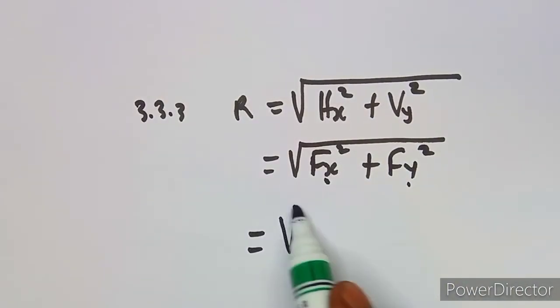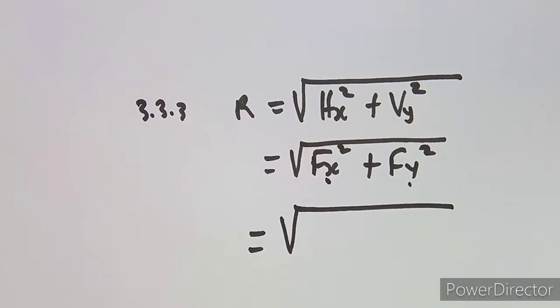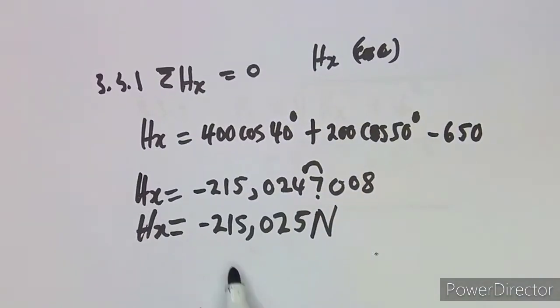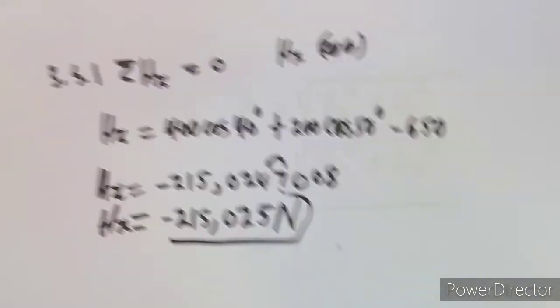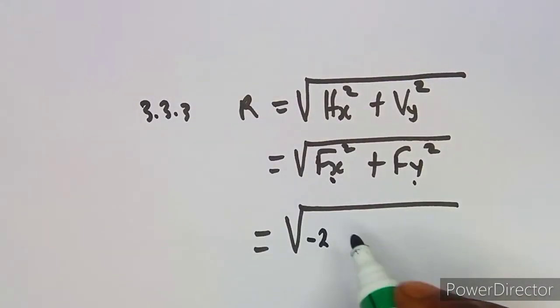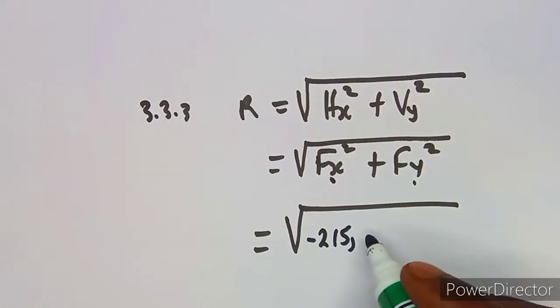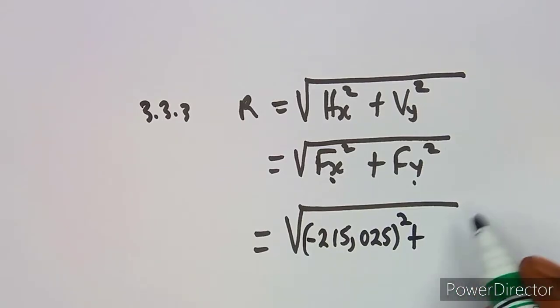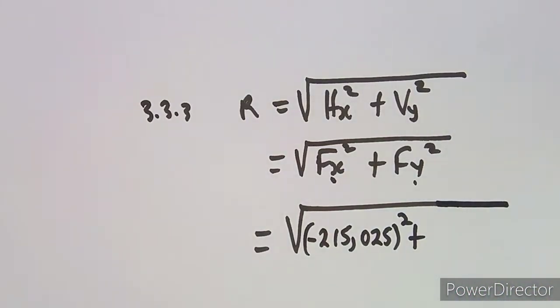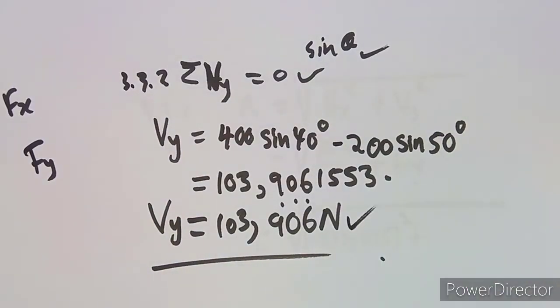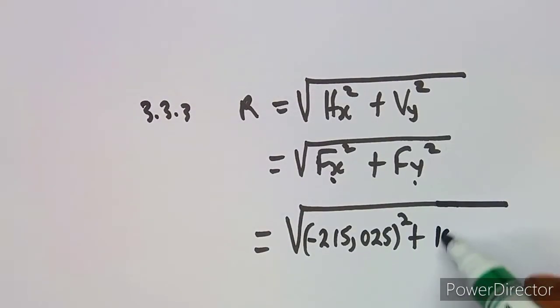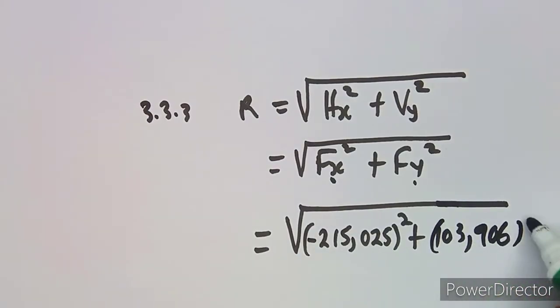So you're going to have the square root of the horizontal component. We obtained a negative, so you can write this negative if you want, or you can just leave it like that. So negative 215.025 in brackets like this squared plus the vertical component squared. We obtained the vertical component, which is our Vy. In this case, this is your vertical component, which is 103.906 squared. All right, something like that.